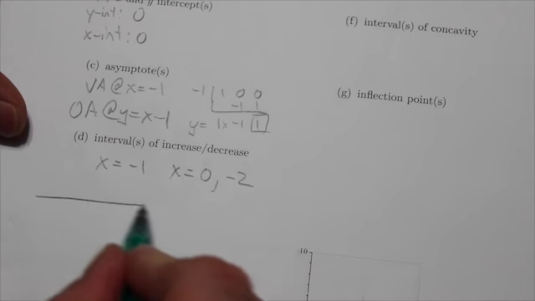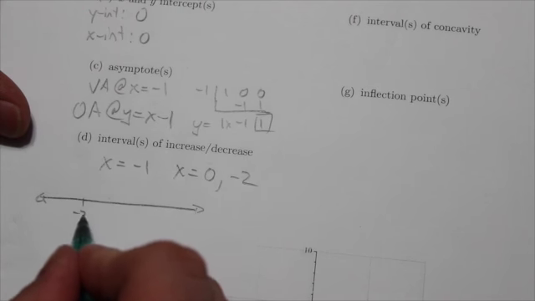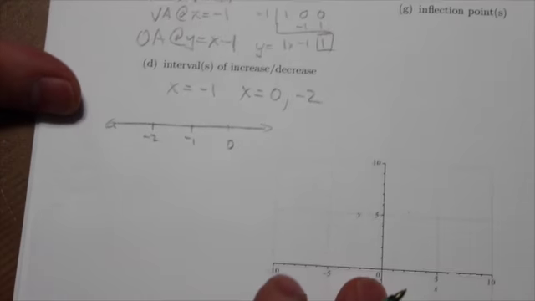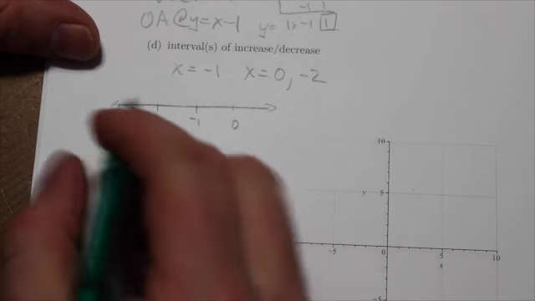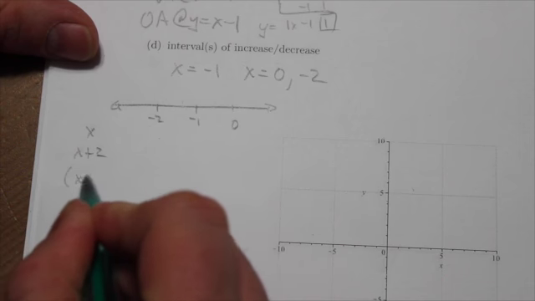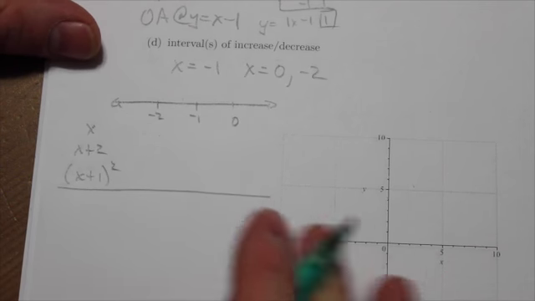So we're going to build our number line here: -2, -1, and 0. And then what we're going to do is identify what each factor does, what each factor of the rational expression does, and then look at the total. We've done this before.